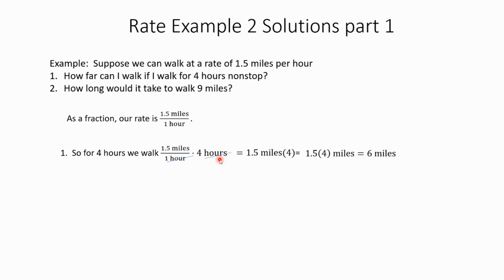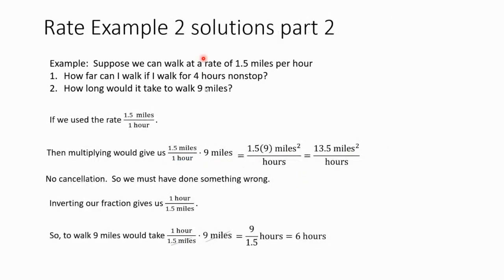Let's try that one. We want to know how long it would take to walk 9 miles, right? How long it would take. Well, again, if we make the same mistake where we just multiply this by 9 miles, we want the miles unit to essentially go away, because we want our answer to be in terms of hours. How long would it take? How many hours? Well, if we just multiply by 9 miles, you can see there's not going to be cancellation. It's just like the previous example.